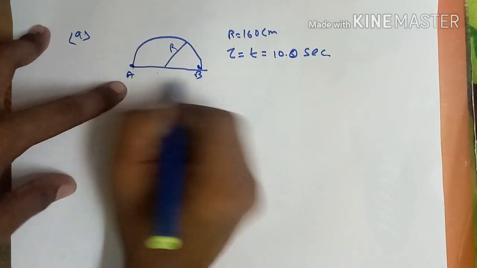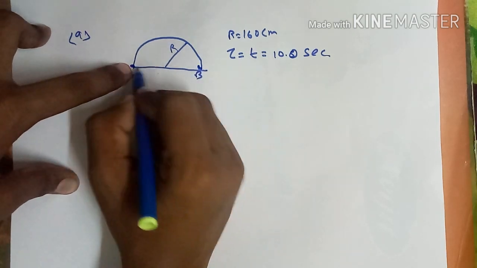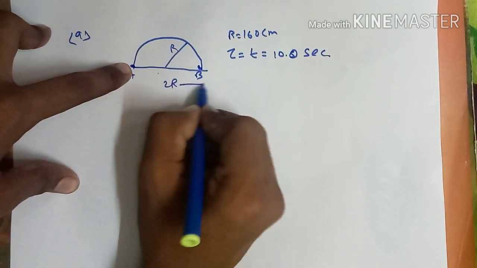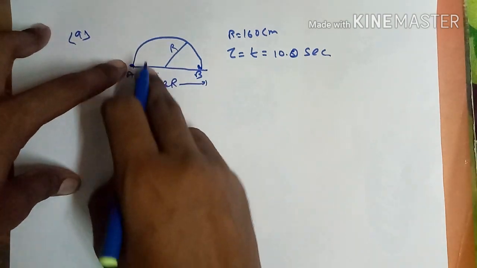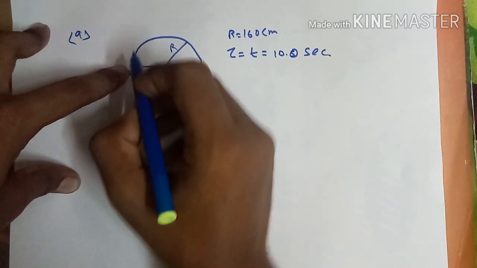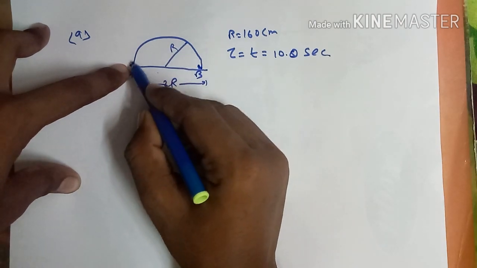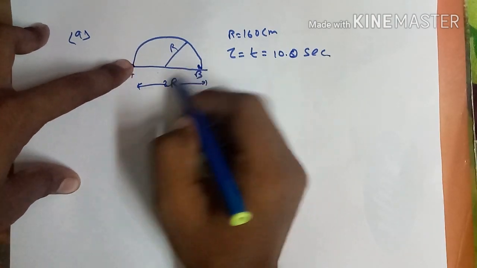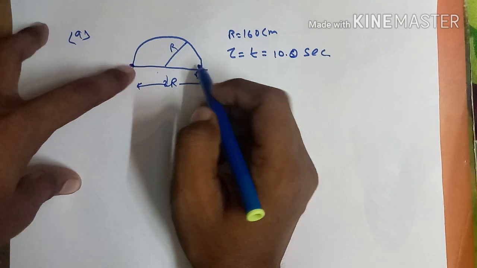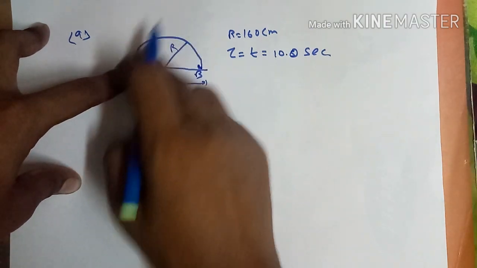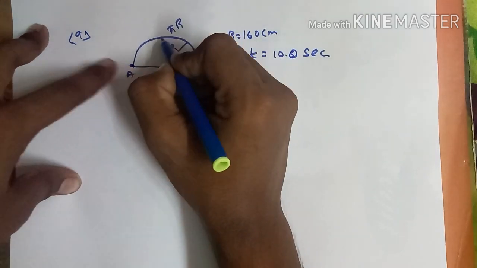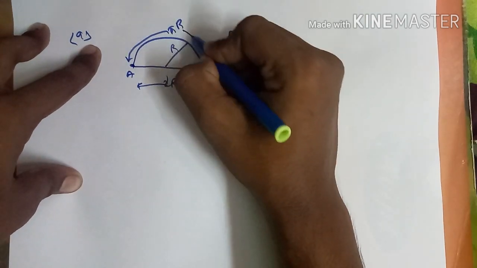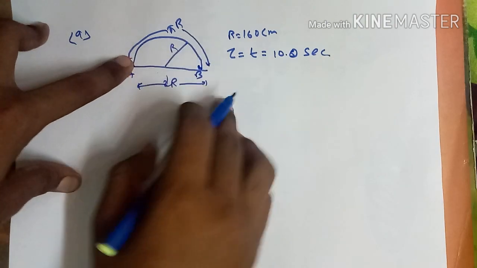What is the displacement if a point moves from here to here? The displacement will be 2r. And what is the distance? It follows some path. If it follows a full circle, the value is 2 pi r. But it is a semicircle, so the value is pi r. From here to here it follows a path, the value is pi r.